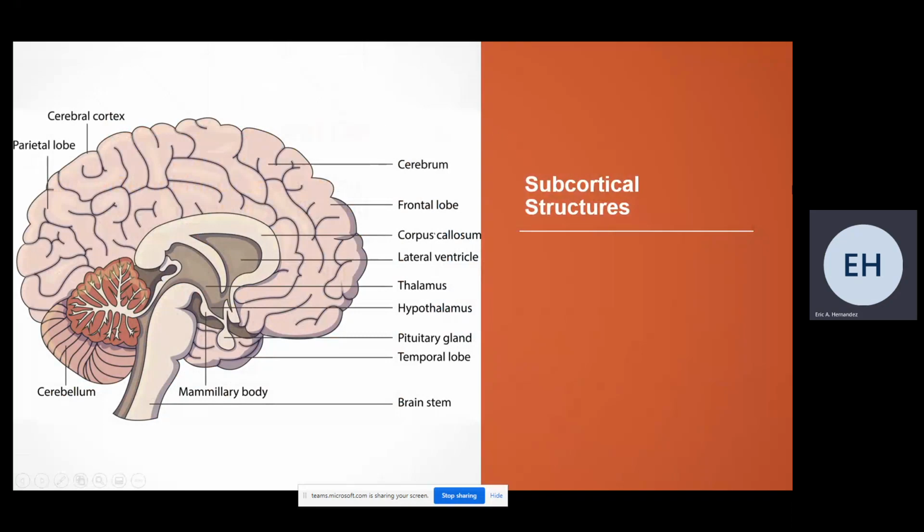So then we have subcortical structures, and there's a lot of them. In this one, we're going to talk about some of them in more detail, but the corpus callosum we've already talked about. Your thalamus and hypothalamus and your pituitary gland are what we refer to as your endocrine glands. These are the glands that kind of master your hormones, and they're also responsible for regulating some of your sensory information as well. Your brainstem we're going to talk about in a second, and then we have our cerebellum. Our cerebellum is going to be responsible for our balance and coordination.